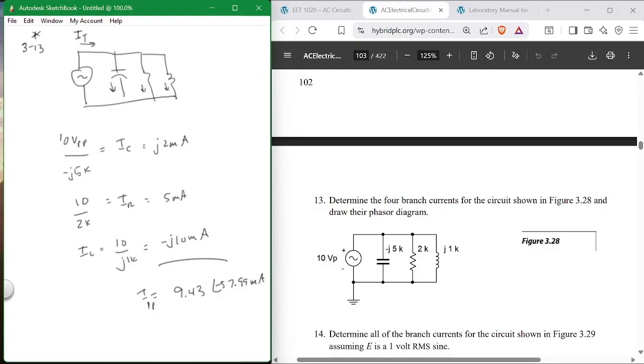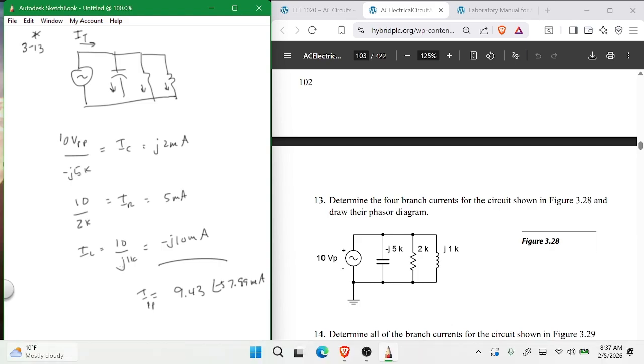Yes, sir? Why did the inductors hurt? So when you move the J to the numerator, it becomes a minus J. Okay? A J in the denominator becomes a minus J in the numerator. That's all it is. Okay. Any questions about number 13?